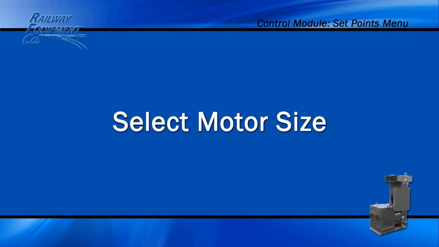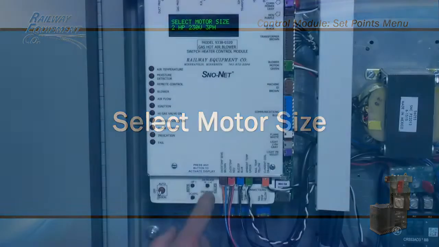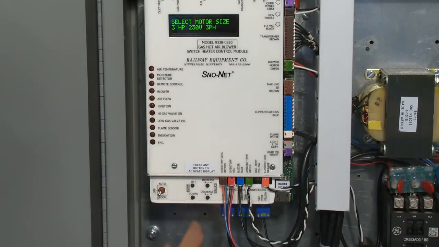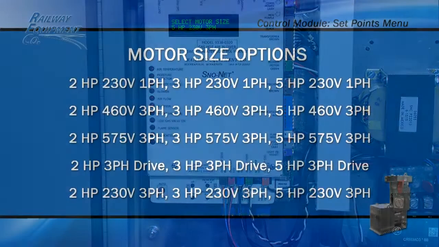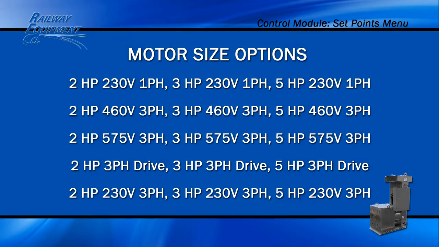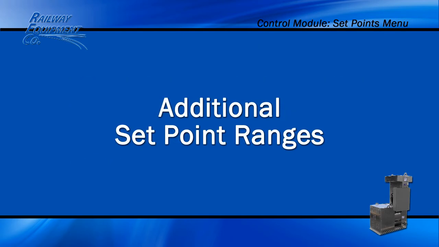When selecting motor size, verify the correct motor size and voltages are selected. There are many combinations to choose from. Carefully select your setup from the Control Module menu. There are many other options for set point values within this menu, including temperatures, pressure, power, and frequency. Set these values to meet your needs.